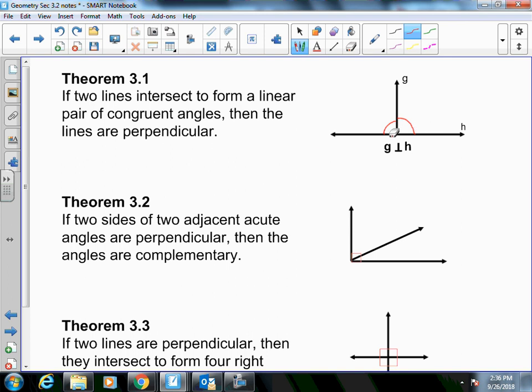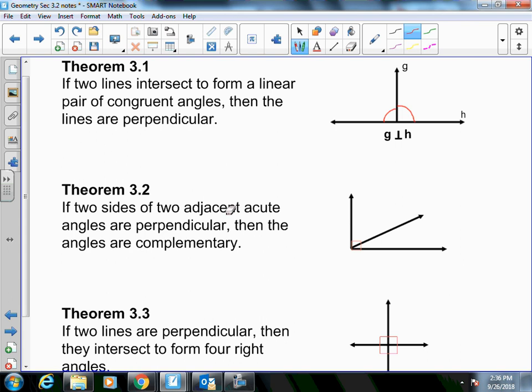90. So that means that it's a right angle there. And therefore, it would be perpendicular because they'd be intersecting to form a right angle. All right, theorem 3.2: if two sides of two adjacent acute angles are perpendicular, then the angles are complementary. Which should make sense because if I have two angles that make a right angle, the whole term complementary means that they add up to 90 degrees, and a right angle is 90 degrees. So if there are two angles that make a right angle because they're perpendicular lines, then they are complementary as well.